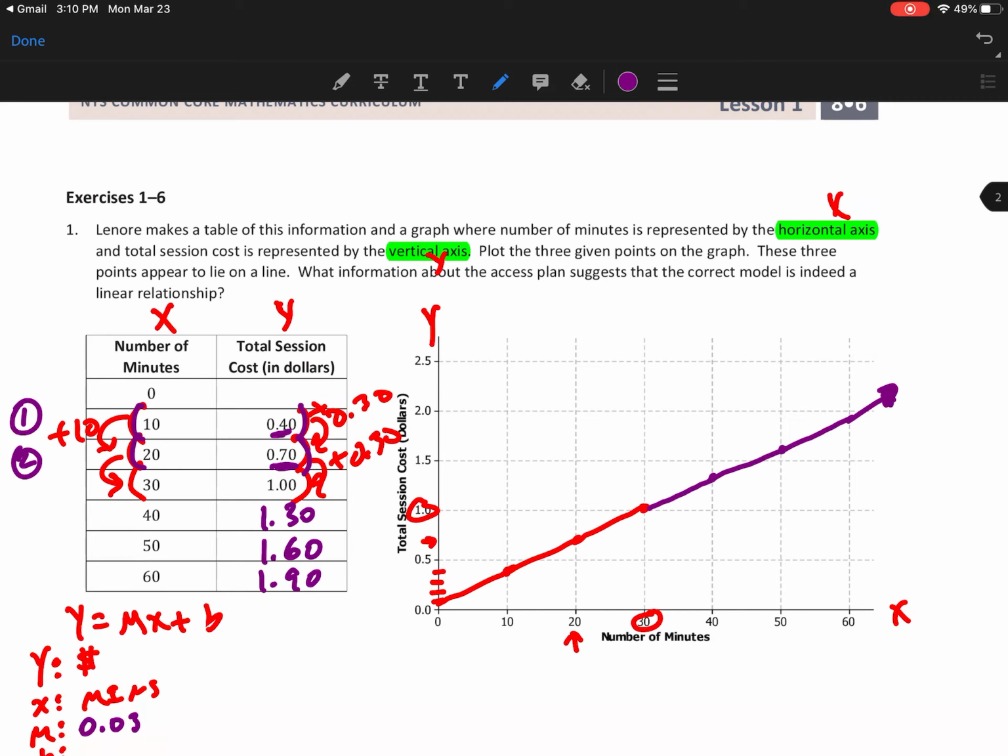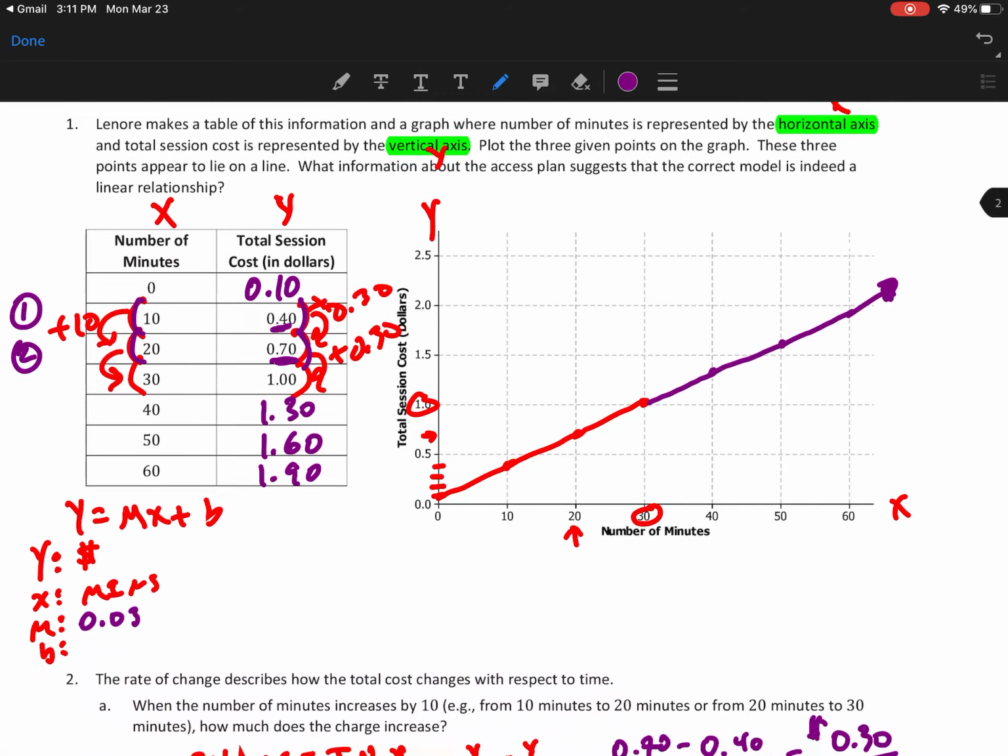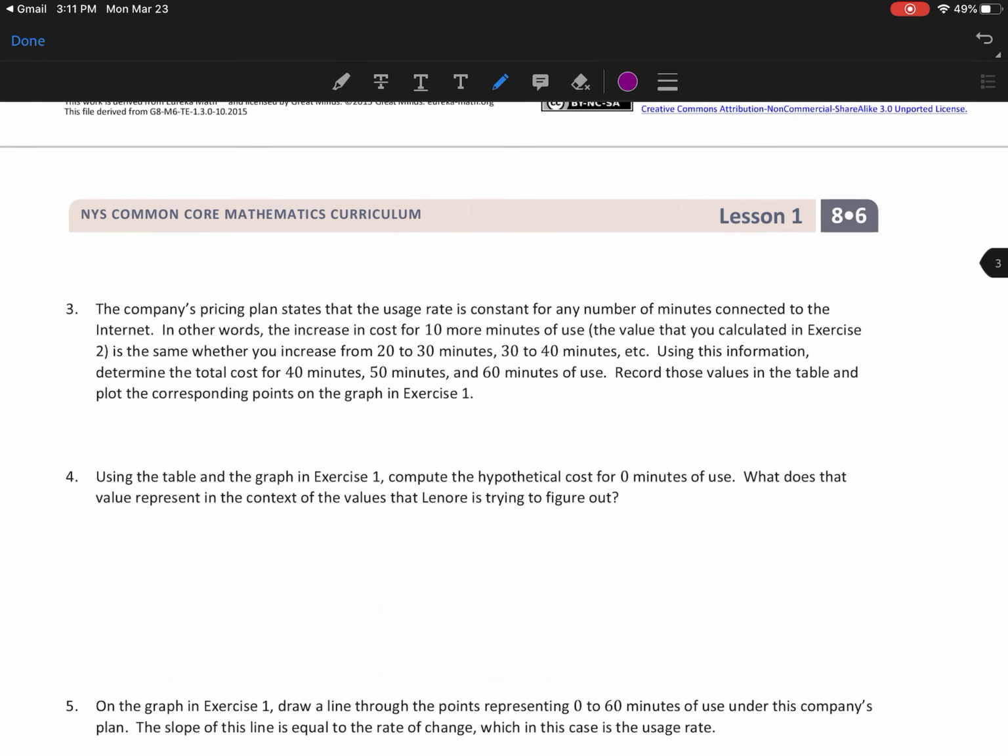Okay, so let's look at y. As we add 10 minutes, we add 30 cents. So plus 10 plus 30 plus 10 plus 30, right? Plus 10 on the x is plus 30 cents on the y. Can we turn that pattern around? When we take away 10 minutes, what do we take away? 30 cents. If you're adding 30 cents to increase, you're subtracting 30 cents to decrease. So this is going to be 10 cents. Okay? So when x is 0, y is 10 cents.